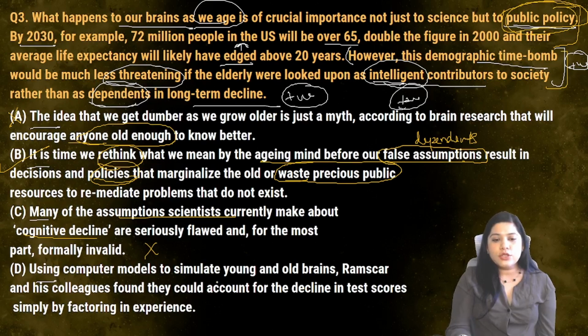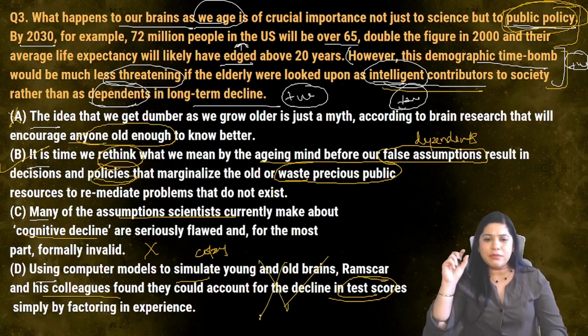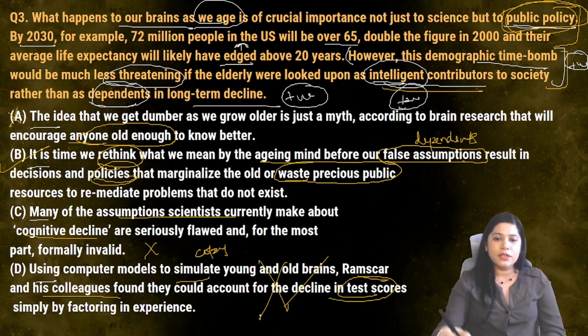Using computer models to simulate, means to copy, young and old brains. Ramscar and his colleagues found that they could account for the decline in test scores simply by a factor. See, we don't have to make old people take a test, right? Generally they can contribute overall with their experience, skill and all, right? So that is irrelevant. Here the overall paragraph can be slightly difficult, but only one option has wording closest to the given main topic and last line. And also B here. B is the correct answer.